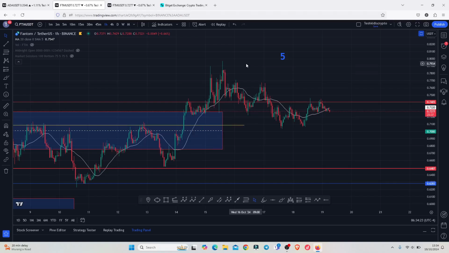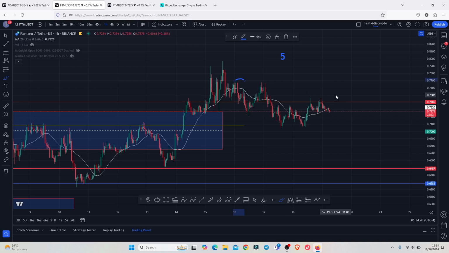Fantom at the time of this recording continues to see a bit of a breakdown move after an aggressive bounce, in a move that gave us a high above the $0.7976. At the time of this recording we have continued to see the formation of a series of lower highs, which is an indication that in the next coming hours we might continue seeing lower prices.